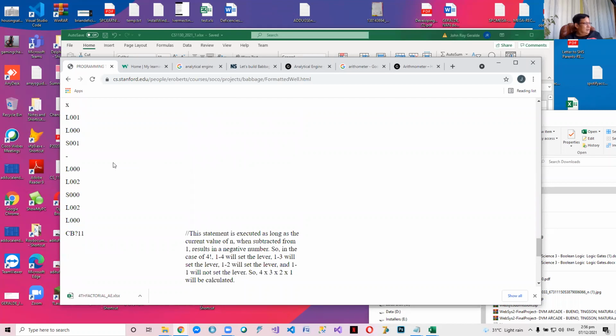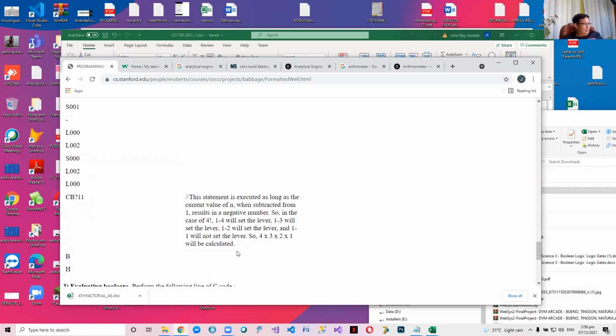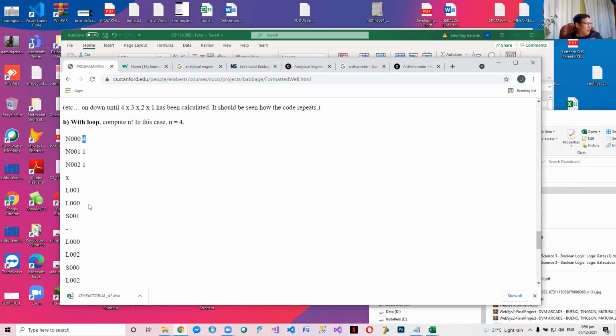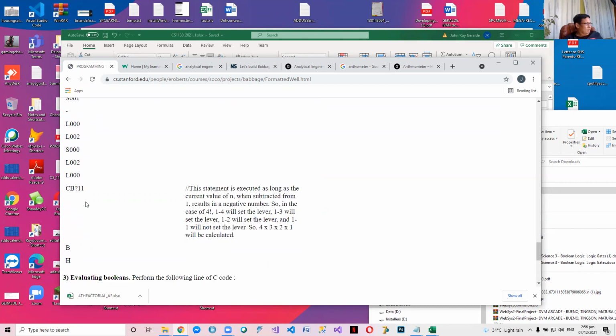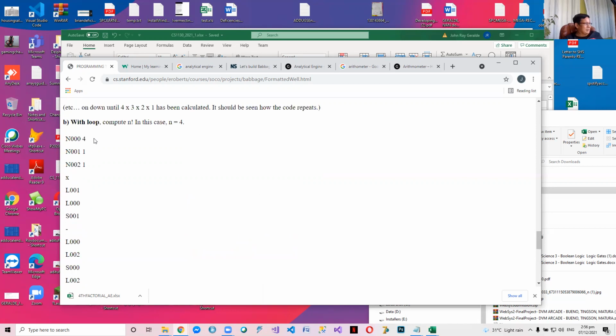Okay. So meron siyang command CB11, which means jump, no? Jump to 11 depending on the result if it's a negative number. Okay. When n is subtracted from 1 and results in 11. So in the case of 4th factorial, 1 minus 4 will set the lever to negative, no? Okay. So will be calculated 1, 1. So it will go to 1, 1. It will go back to the first.